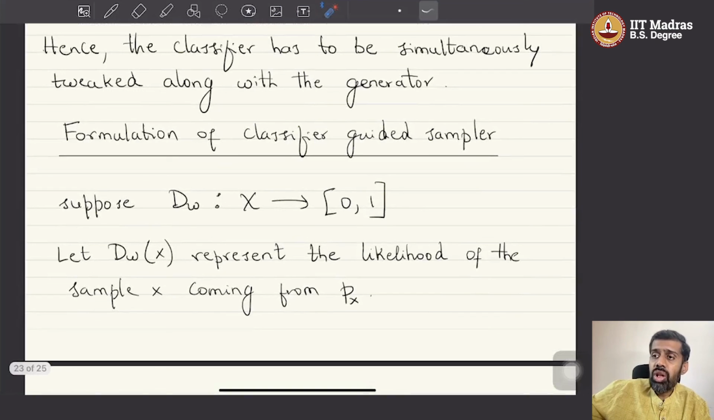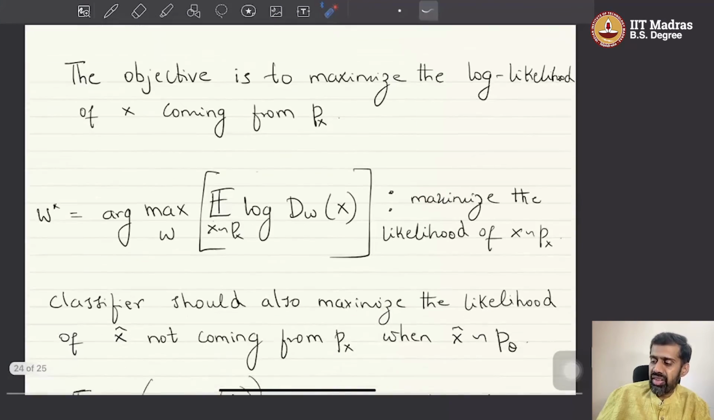Okay, so now we will move on to different kinds of improvisations of GANs.